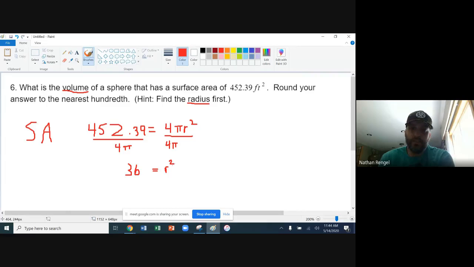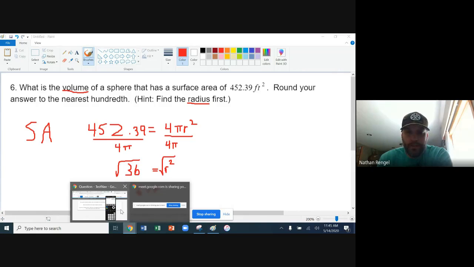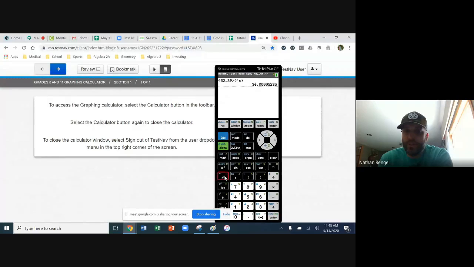So r squared, anything squared, we've seen that as we've gone through our journey this year. If we want to undo a square, we're going to square root. Now I know I just rounded that 36.000 to 36. It's pretty dang close to 36. So then we'll get 6 is equal to r. So that number that we got there, you could even square root that, and you get 6.00000. So that'll give us pretty darn close to 6. So that gives us our radius.